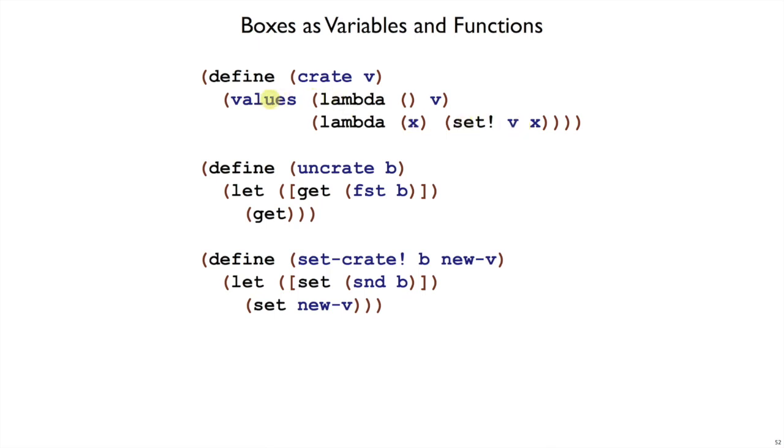Meanwhile, we pair that in a tuple using values. We pair that with a function that just gets the current value. So the uncrate function that acts like unbox takes a crate, it pulls that accessor function out, the first of the tuple, and then calls it with no arguments. So that gives us the current value inside the crate. The setCrate function takes a crate, it pulls that second mutator function out of the tuple, and then calls that mutator function with the new value. So that has the effect of changing v to be the new value. So if you call get on the crate, you'll see the new value.